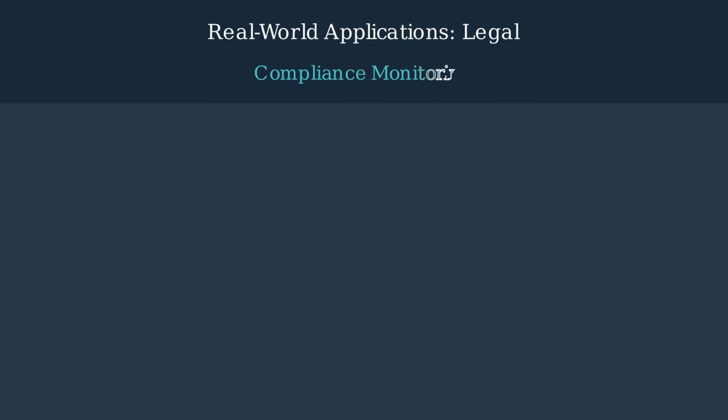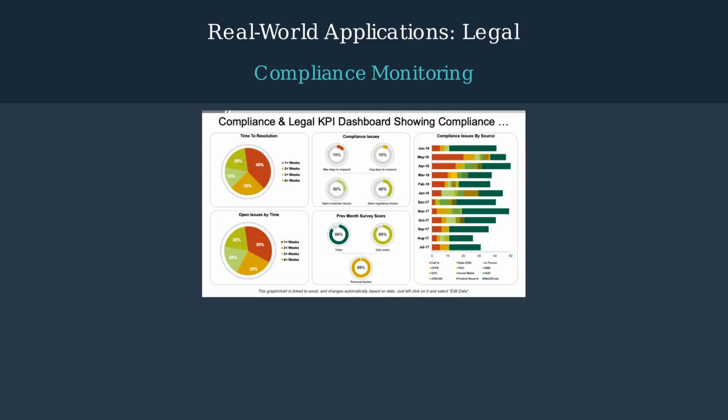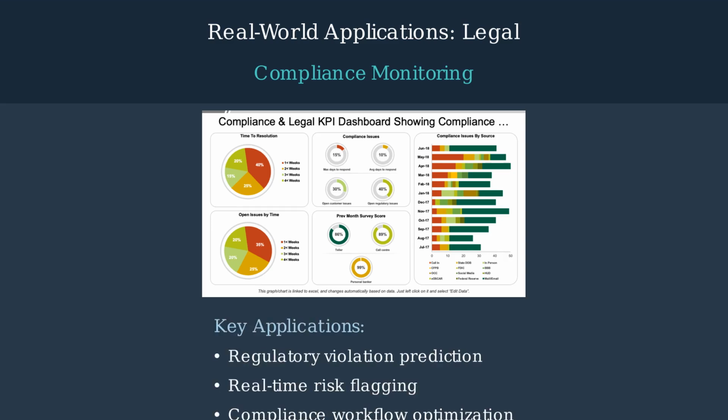Compliance monitoring systems leverage logistic regression to predict potential regulatory violations before they occur. These systems provide key applications, including regulatory violation prediction, real-time risk flagging, and compliance workflow optimization. Organizations implementing these predictive compliance systems have reported a 35% reduction in compliance incidents and 42% faster response to regulatory changes.